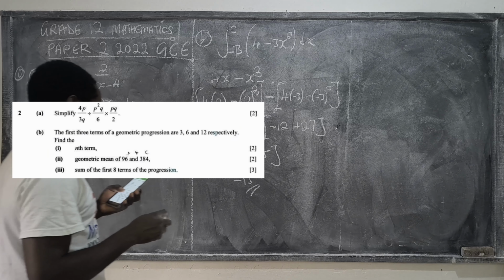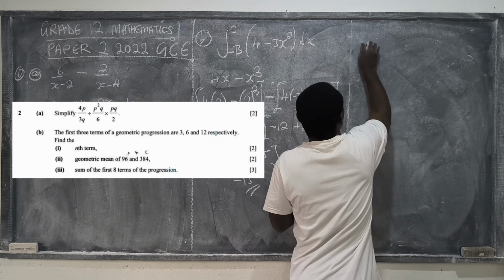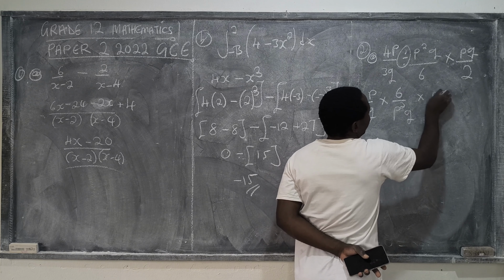2A. Question 2A. They are saying you simplify 4p over 3q divided by p squared q over 6 multiplied by pq over 2. Okay, so what you're going to deal with here is division first. So we deal with this first. So we're going to say 4p over 3q multiplied by 6 over p squared q, multiplied by pq over 2.